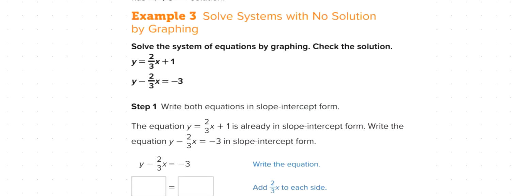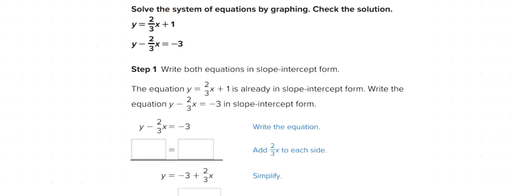So, example number 3: solve a system of equations with no solutions by graphing. Solve the system of equations by graphing. Check the solution. We have the equations right there: y is equal to 2/3 x plus 1, and y minus 2/3 x is equal to -3.